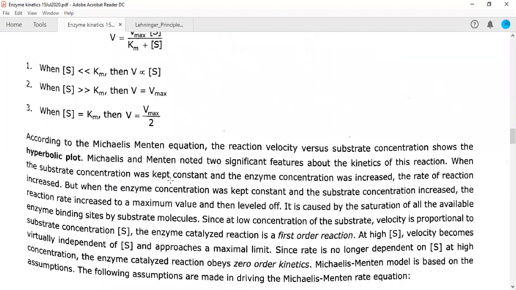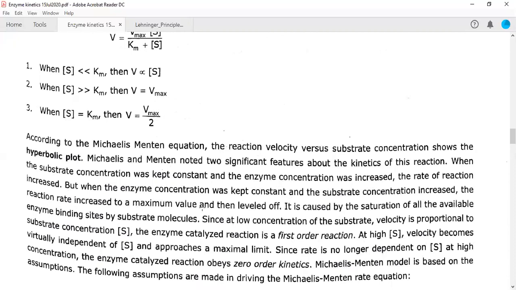When the substrate concentration is kept constant, and the enzyme concentration is increased, the rate of reaction will increase because the enzyme concentration is increasing. But suppose the enzyme concentration is kept constant, then all the enzyme will bind with substrate and this will show some kind of saturation effect.